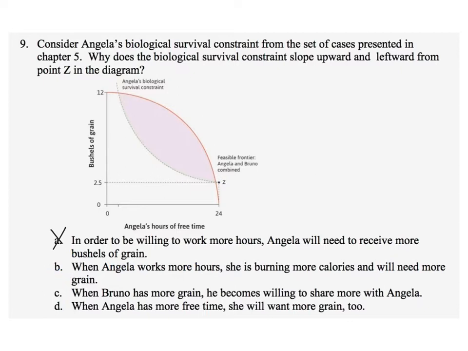Let's look at C. When Bruno has more grain, he becomes willing to share more with Angela. No, that's got nothing to do with it. That's not true even when we're focused on Bruno, but we're talking about Angela's biological survival constraint. D: when Angela has more free time, she will want more grain too. Again, this isn't about wanting, it's about what she needs to sustain herself. In any case, more free time would be this direction, not upward and to the left. So the more grain happens as she works more, not as she has more free time. So B is the runaway winner here, and that's the right answer.